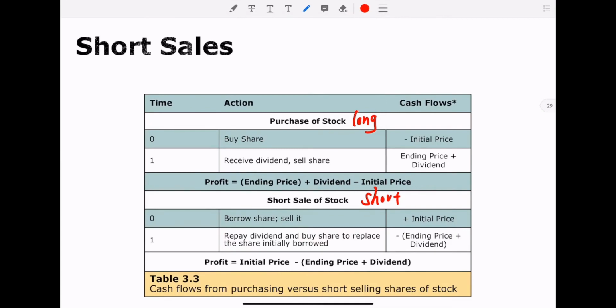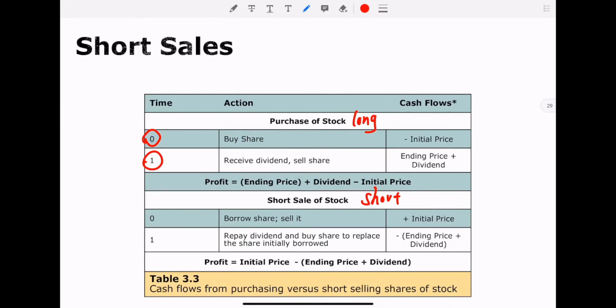So let's say we have two dates, right? Day 0 and day 1. At day 0, you will buy a share at its initial price. And on day 1, you will sell the share and you will receive your dividend. So at the end of day 1, you will get the ending price of the stock and you will also get your dividend. And here you can see that your profit is basically the selling price plus dividend minus the initial price.